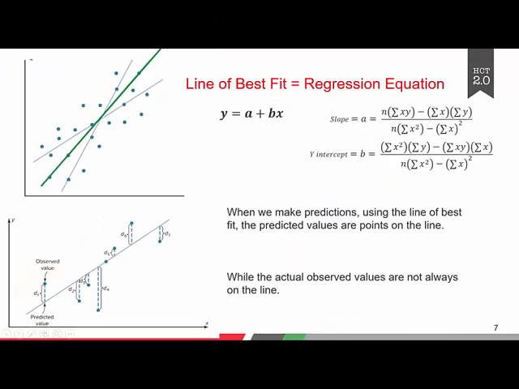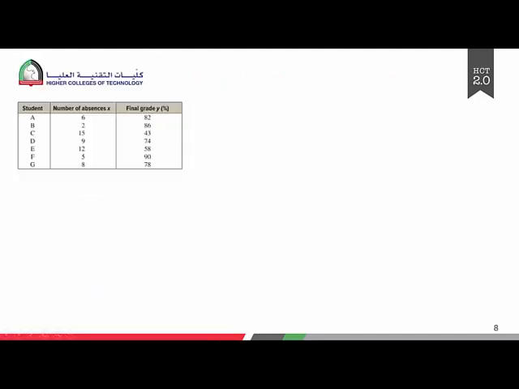So when we have our regression equation and we know the correlation coefficient is strong or very strong, then and only then we can make predictions using the regression equation. The predicted values are on the regression line, and as you can see, the actual observed data are not always on the regression line.